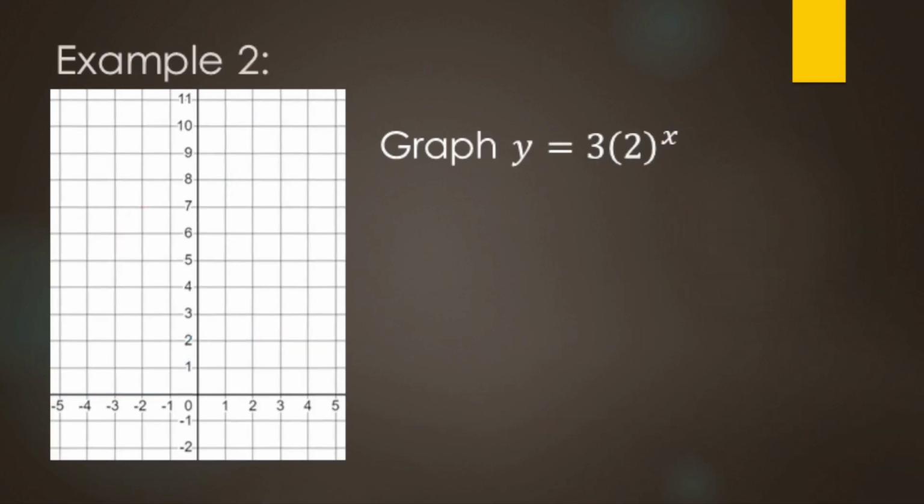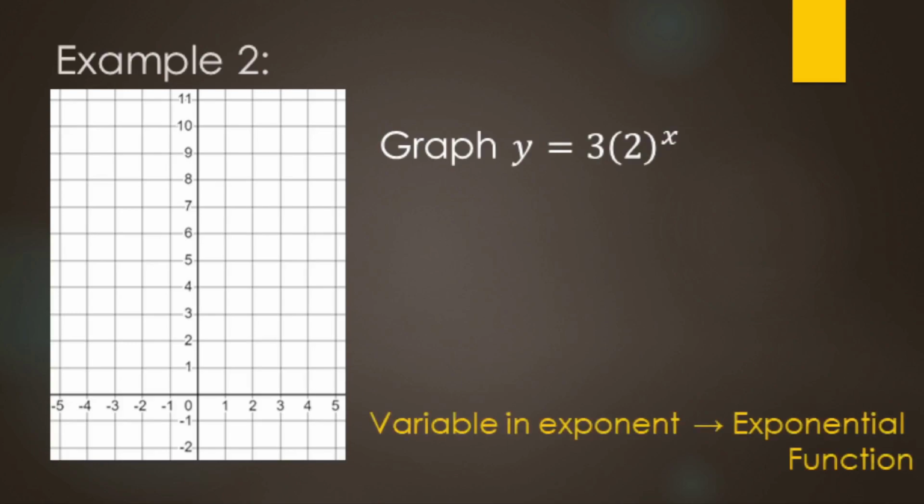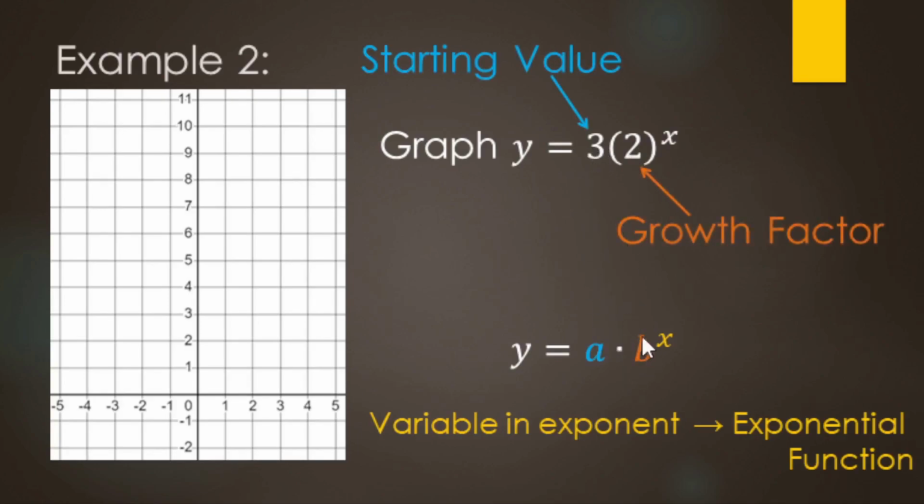Here we're going to graph y equals 3 times 2 to the x. Notice the exponent is a variable. So we have a variable as an exponent, so it's an exponential function, okay? So it's going to follow the pattern y equals a times b to the x. What number replaced the a? Well, that's a 3, so that's our starting amount, or y-intercept. What number replaced the b? Well, that's going to be a 2, so our growth factor is 2. So this is in English a doubling function.